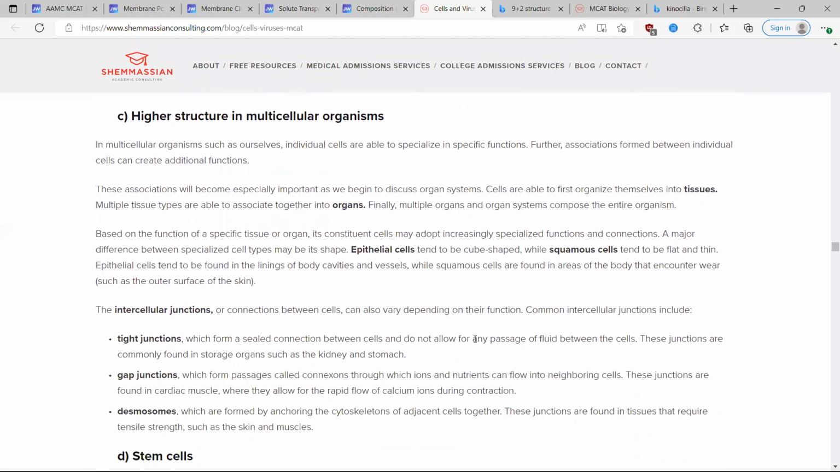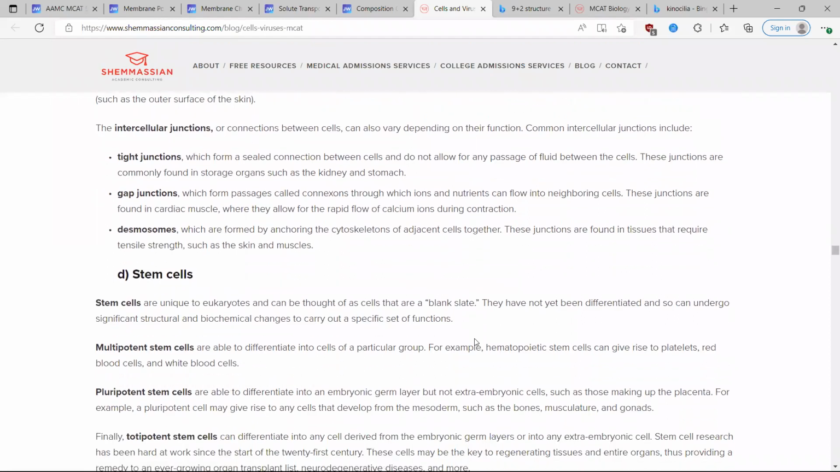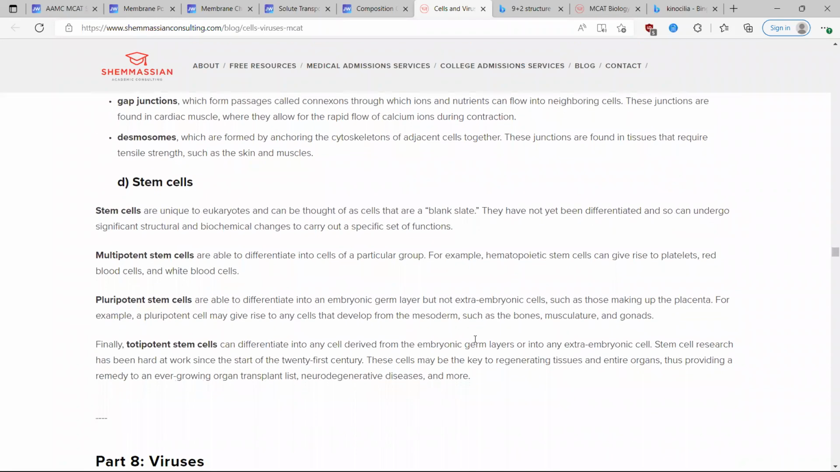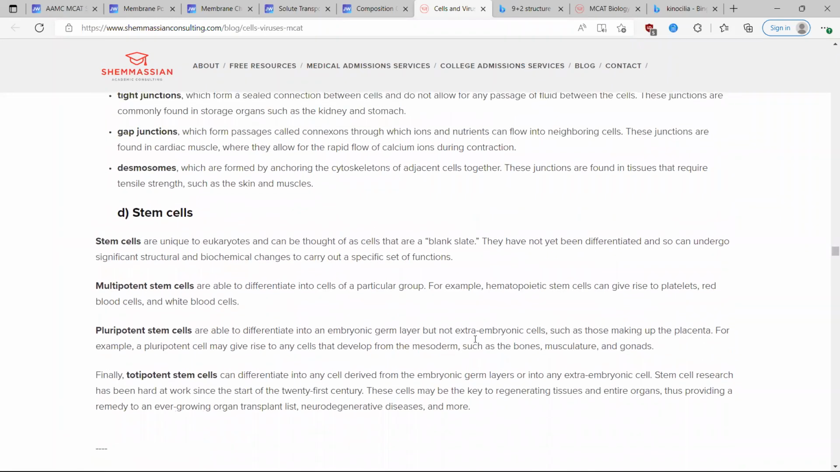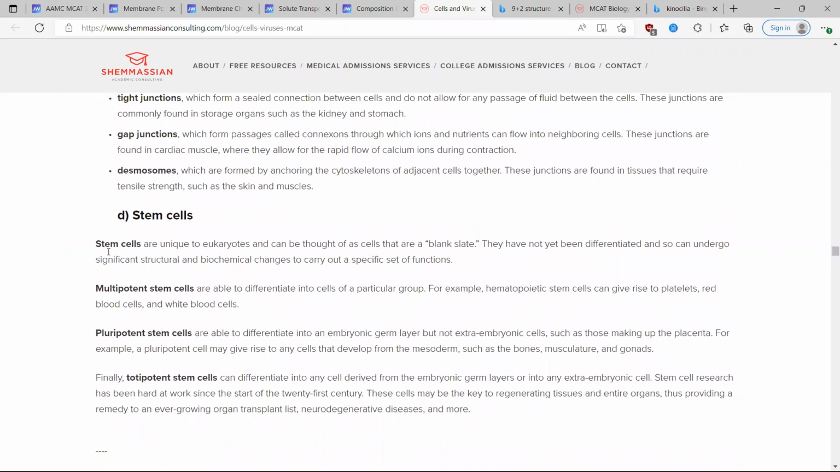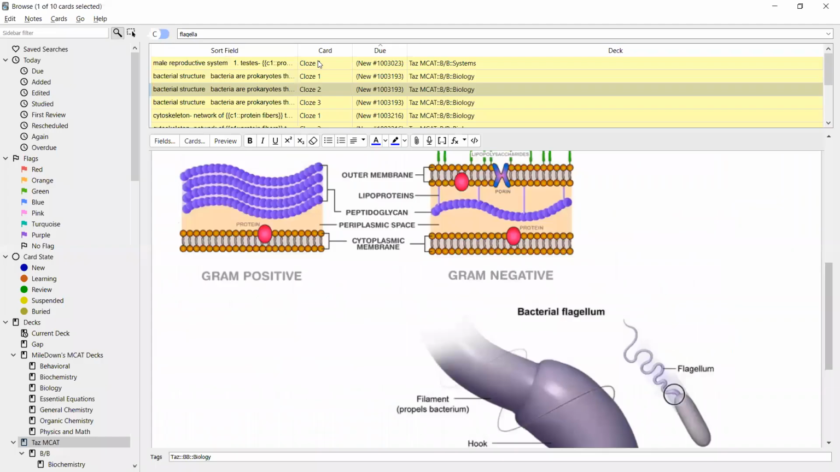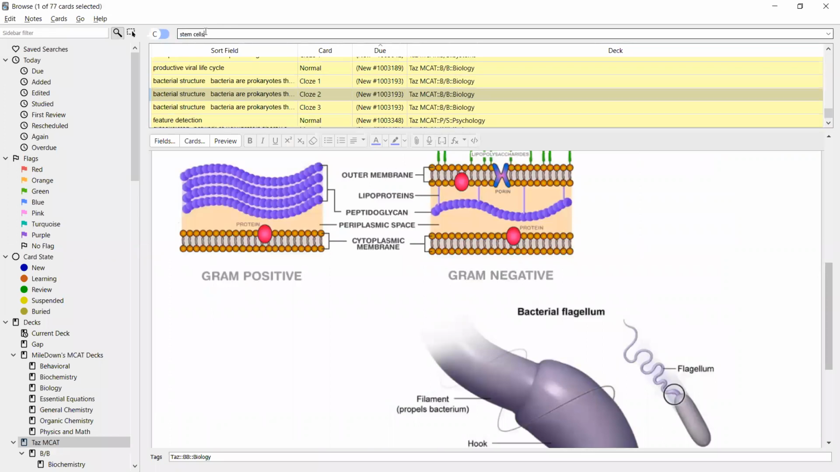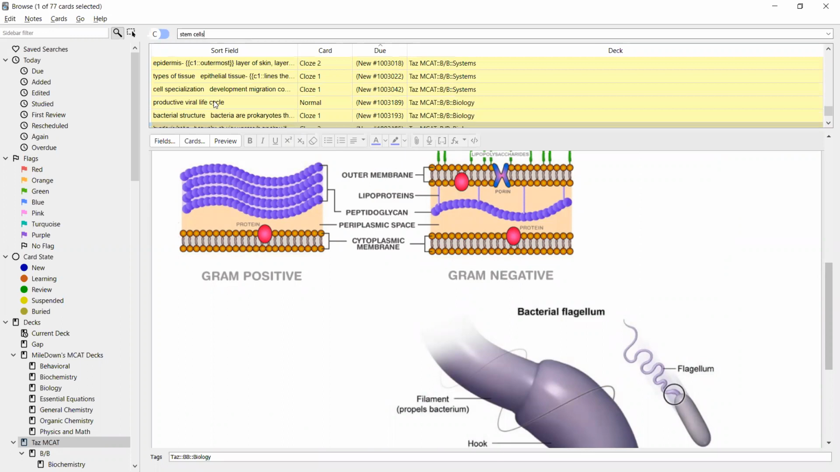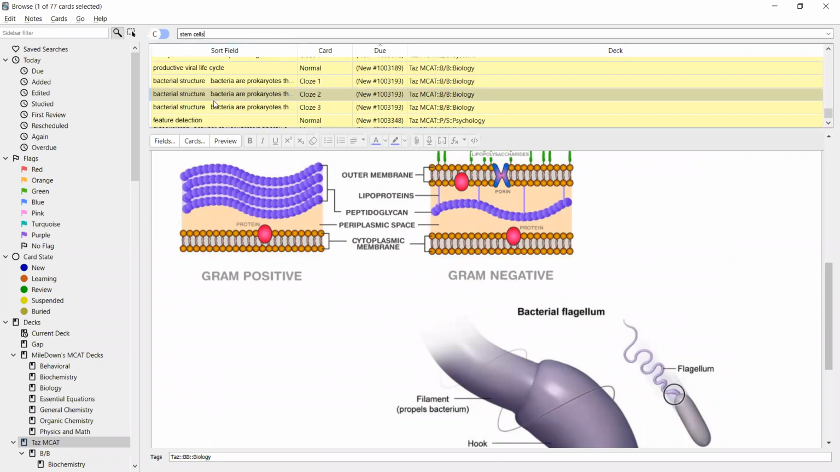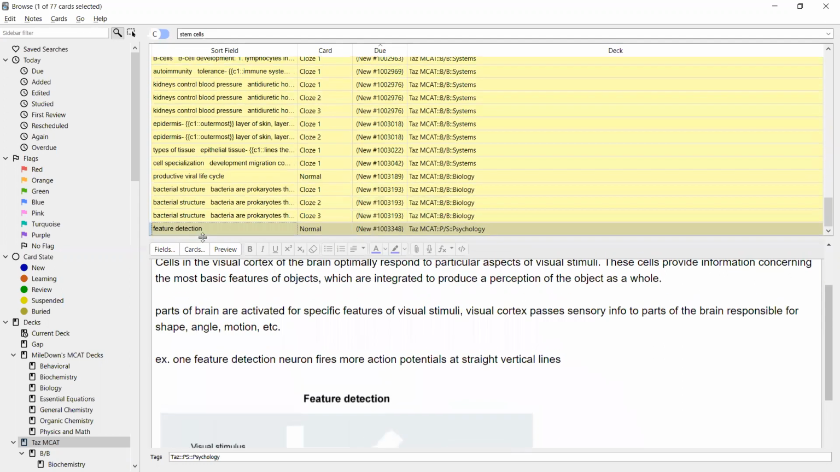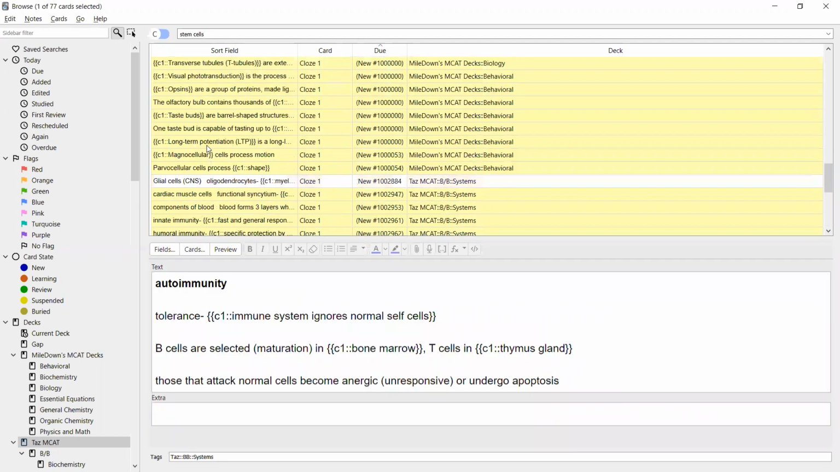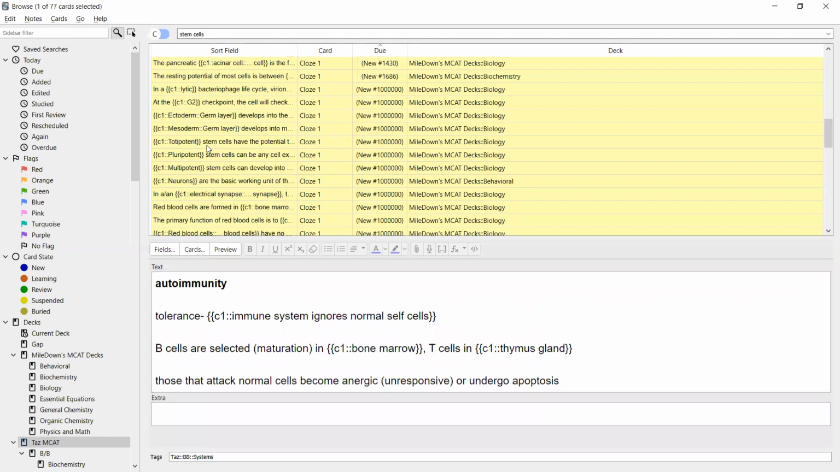Oh, and then we talked about the different types of cells. We talked about gap junctions and that. Stem cells. Oh, yeah. So stem cells. So this will get more into reproduction. Oh man, immune system is gonna be one heck of a topic. Immune system is quite in depth.